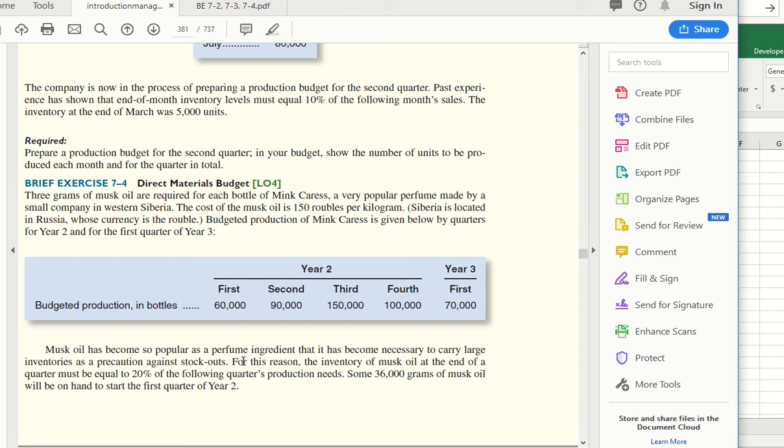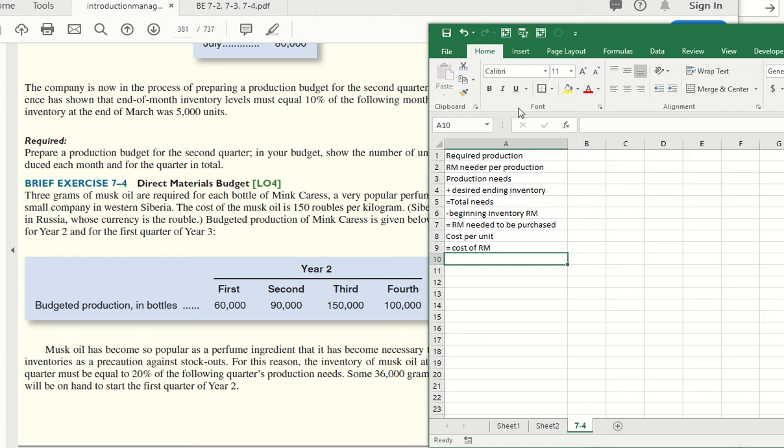So with the direct materials budget, we have to convert units to the direct materials. Taking the units, convert it to the materials, solve for the purchasing, what we need to buy of the materials. We're working in grams of musk oil. How many grams of musk oil are we going to need to buy? And then finally, once we get how many grams we need, we can times it by this dollar amount to get the total amount that we're going to spend for our direct materials budget, right?